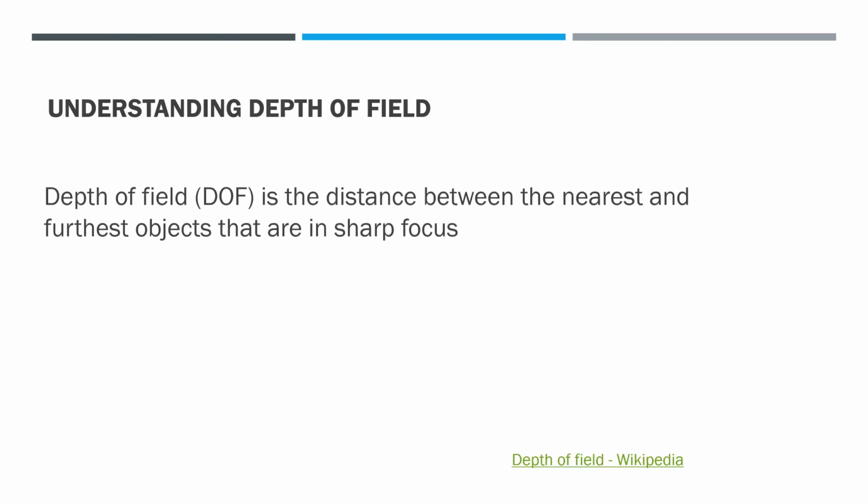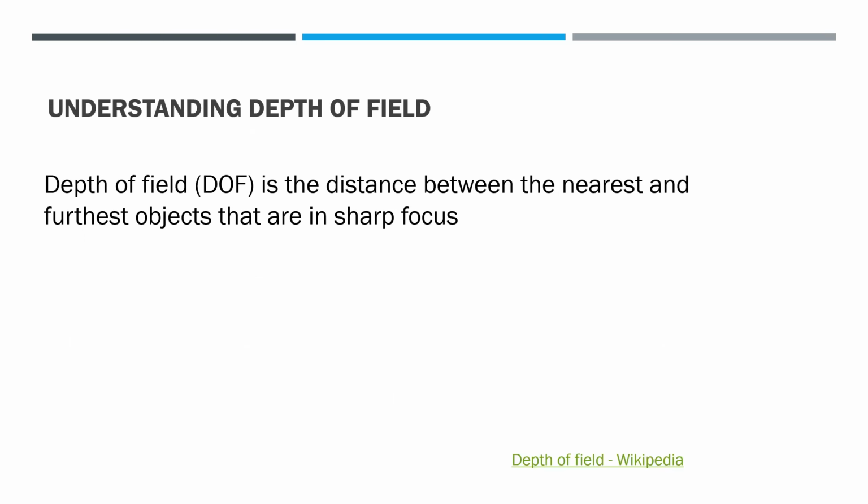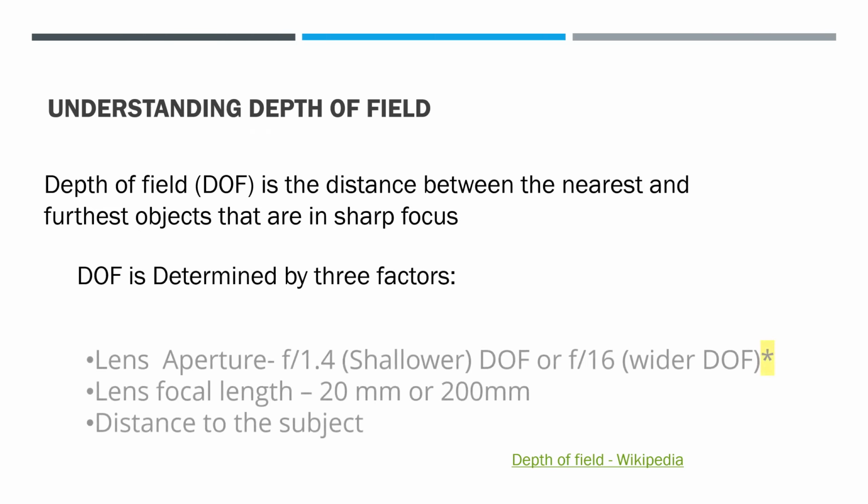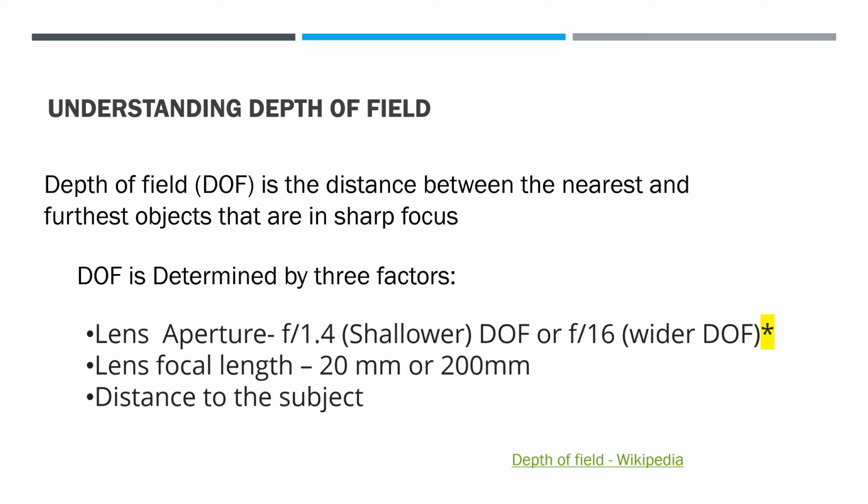So what is depth of field? The depth of field is the distance between the nearest and furthest objects that are in sharp focus. I'm sure most people know these basics, but I thought it'd be interesting to just review them. It's determined by three factors. Your lens aperture, which is how wide open your lens is. You have f/1.4, which gives you a shallower depth of field, or f/16, which will give you a wider depth of field. And I'll talk a little bit more on the upcoming slides about the difference.